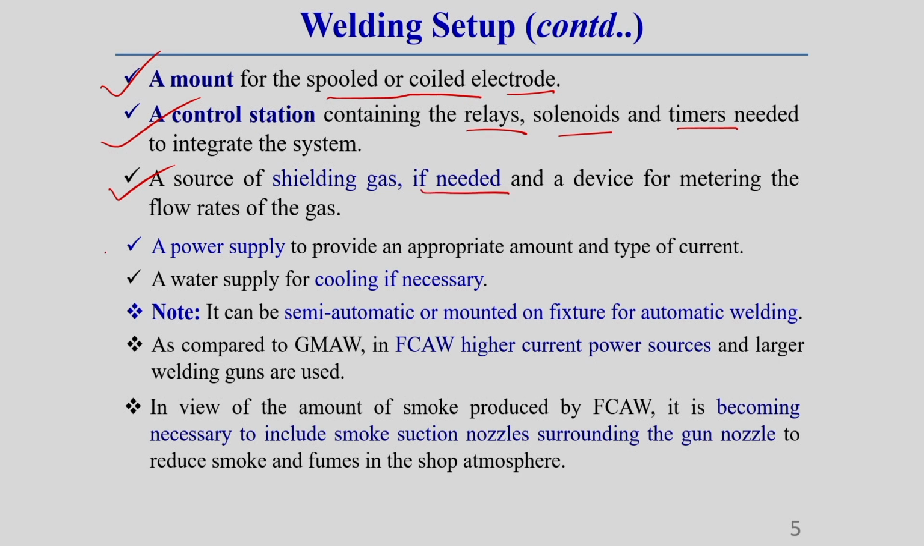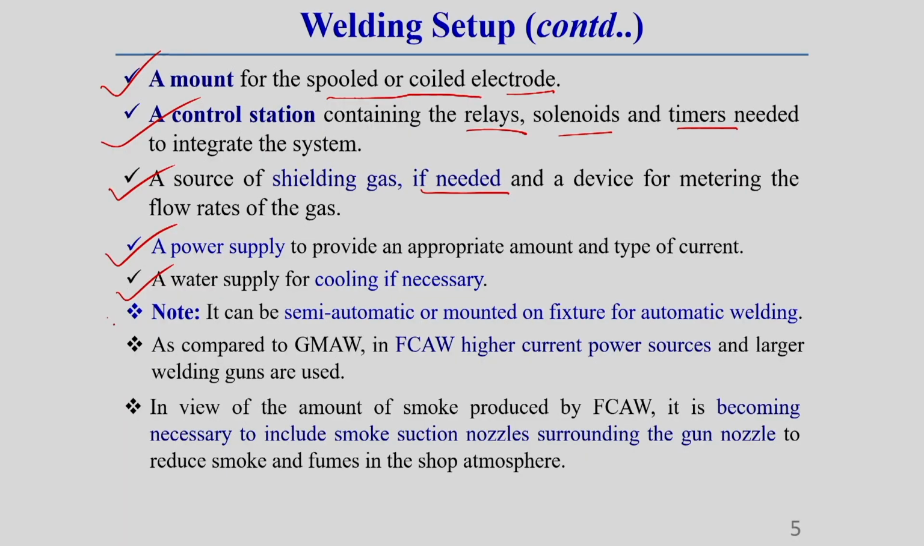There is a power source which provides the appropriate amount of current and type of current also. There is a water supply for cooling, if necessary, of this gun, especially this gun or nozzle. Now, this process can be semi-automatic or fully automatic. You just keep it in mind.